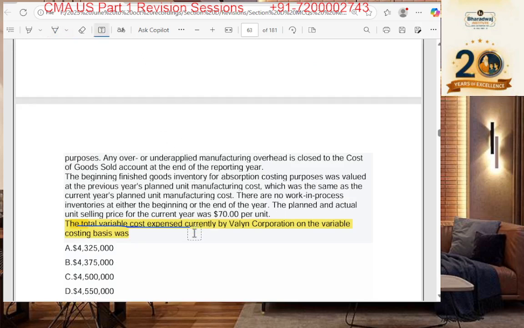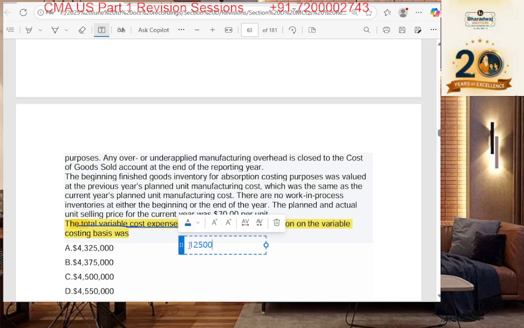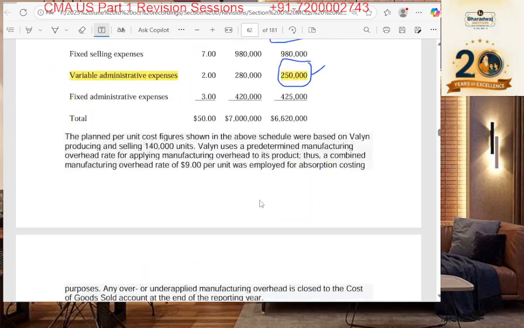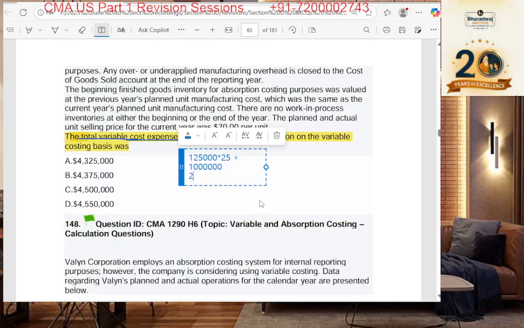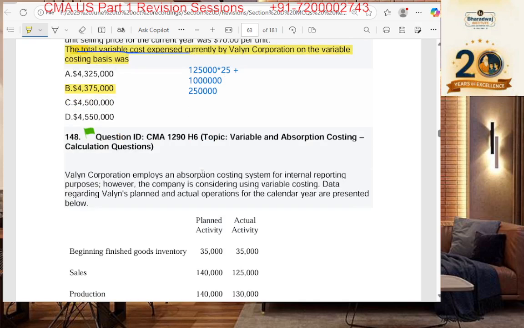I repeat. 1,25,000 into 25, plus energy cost 1,250,000, plus 2,50,000. Add up. This is the correct answer. A or B? B. 43 lakh 700.